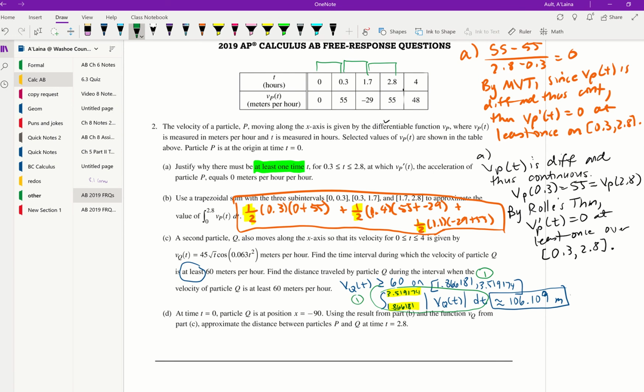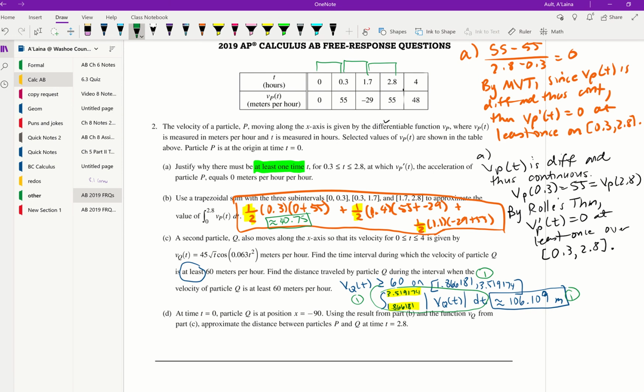And then getting the right answer on the calculator is the last point. All right, part D. At time 0, point Q is at position -90. Using the result from part B, oh darn, I guess I am going to need to put that in the calculator. That ends up being 40.75. I'd probably only put that in if I had to, into the calculator.